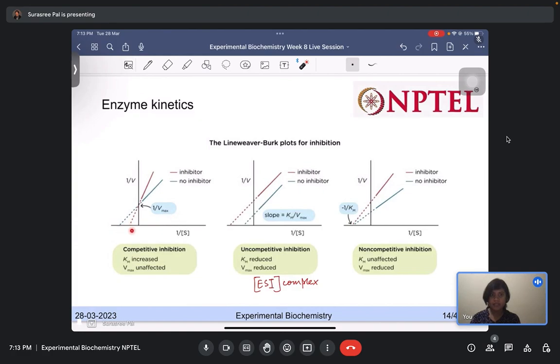So the Km is the x-intercept. The Km changes, but the y-intercept remains constant. So the 1 by Vmax, or the Vmax value, remains constant. In case of uncompetitive inhibition, we can see that there is change in both Km as well as Vmax. So the y-intercept also changes, the x-intercept also changes. So Km is reduced as well as Vmax is also reduced in case of uncompetitive inhibition.